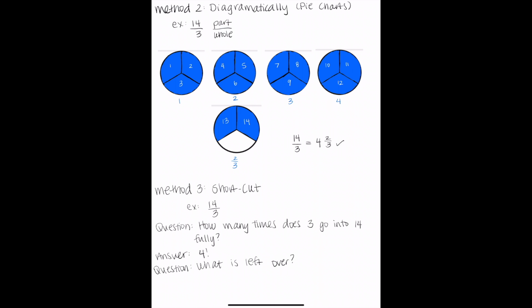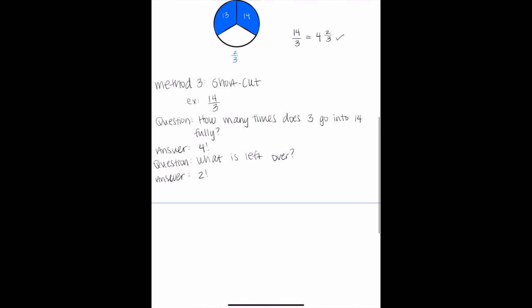Now that we know that, we're going to ask our next question. What is left over? Now from 12, 2 would be left over, right? So our answer to that question would be 2. Let's put those two components together. We know that 3 goes into 14 fully 4 times, so that will be our whole number. What is left over?